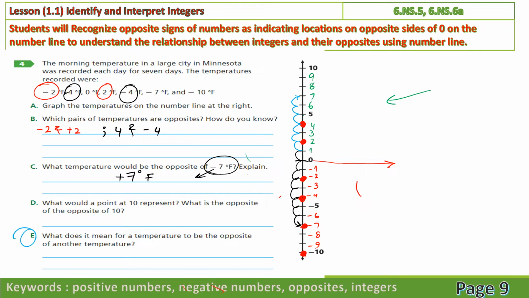What does it mean for a temperature to be the opposite of another temperature? So if 0 is the neutral, then any temperature above the 0 shows hot, and its image or opposite, shown with the negative sign, says that the temperature is colder.